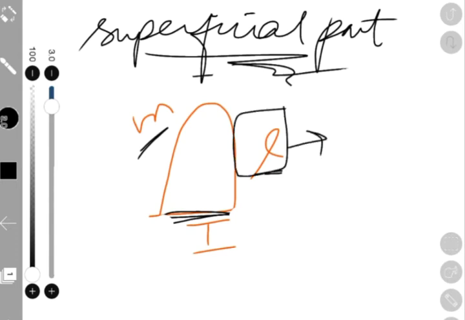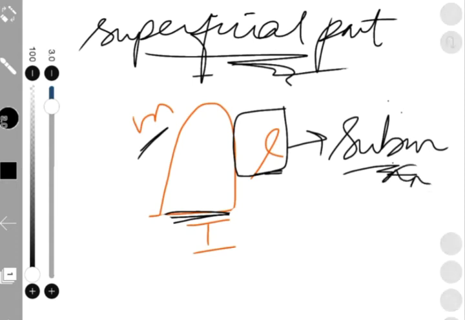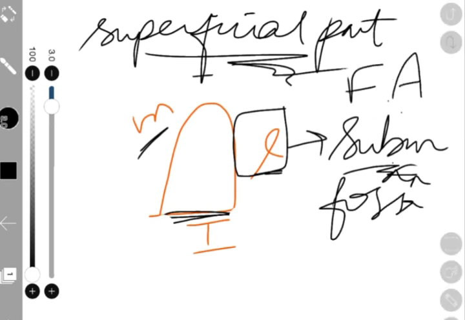We will now see the structures related to the lateral surface. On the lateral side you will have the submandibular fossa on the medial surface of the mandible, and your gland is present in that fossa of the mandible. You will also have the facial artery and the insertion of the medial pterygoid muscle.